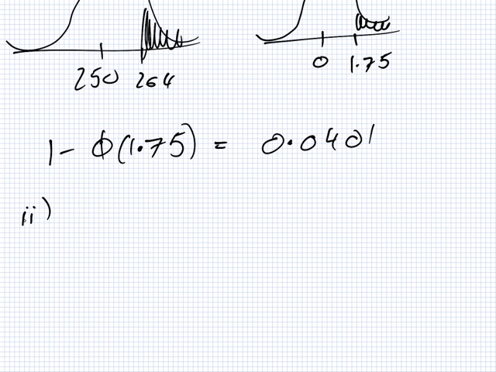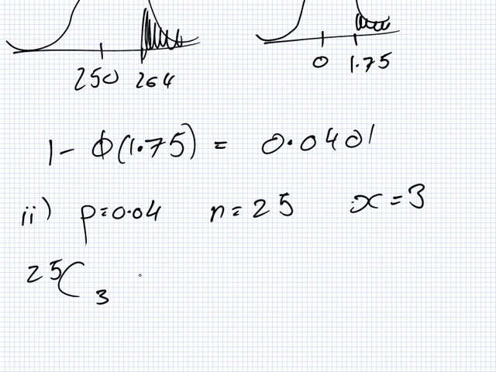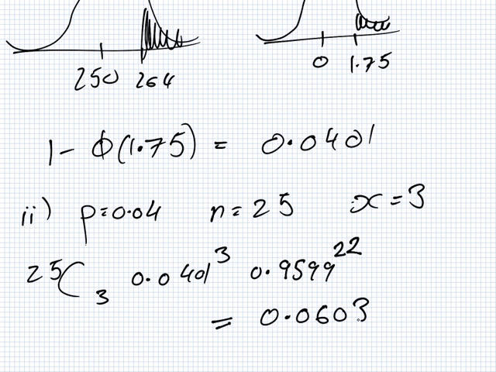Now the next one is binomial. Find the probability that in a 25-day period the train is late on exactly 3 days. So the P is 0.04, the N is 25, and the X is 3. So it's 25C3, 0.0401 to the power 3, and then 0.9922. Right, did you have this answer? 0.0603. We'll double check it. 25C3 times 0.0401 power 3 times 0.9599 power 22. That's right. Right, next.